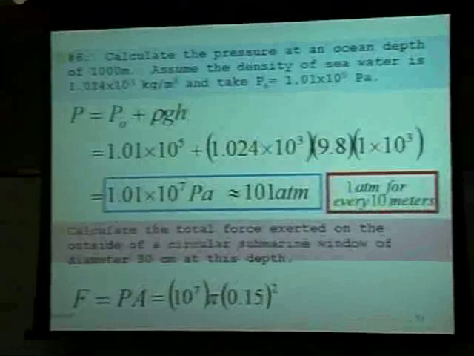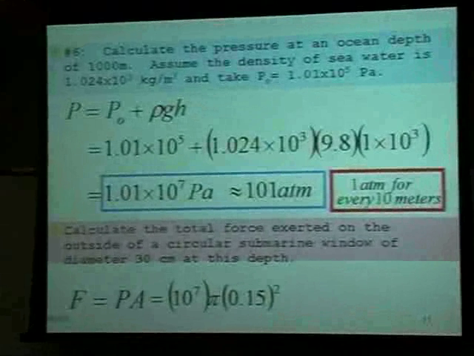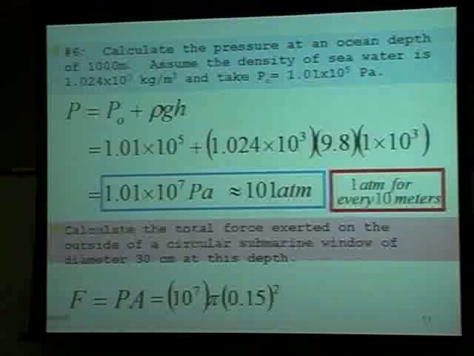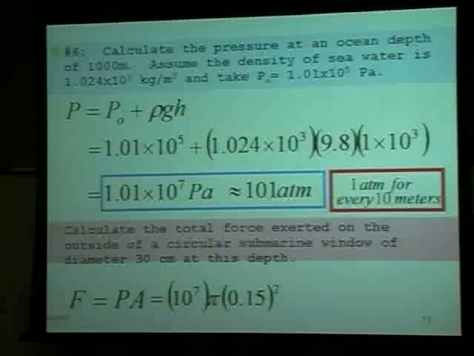Let's try this. Calculate the total force exerted on the outside of a circular submarine window of diameter 30 centimeters at this depth, say 1 kilometer depth. So if you were to go down in a submersible, and there's a little submarine window about 30 centimeters diameter, so about that big. And you're looking out. What is the force on that window?